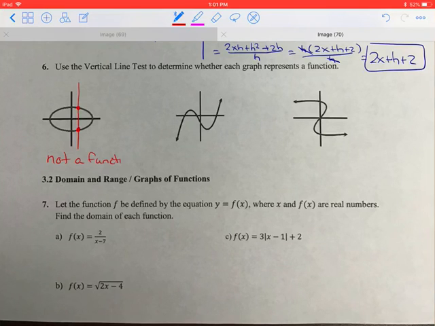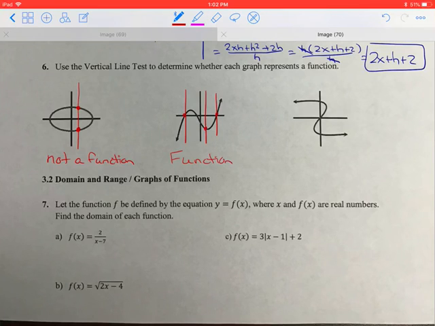So remember, a vertical line represents one x value, and this one x value has two corresponding y values, and that makes it not a function. If I look at the second one, no matter where I draw a vertical line, I am only crossing my graph one time. So that means that this one is a function.